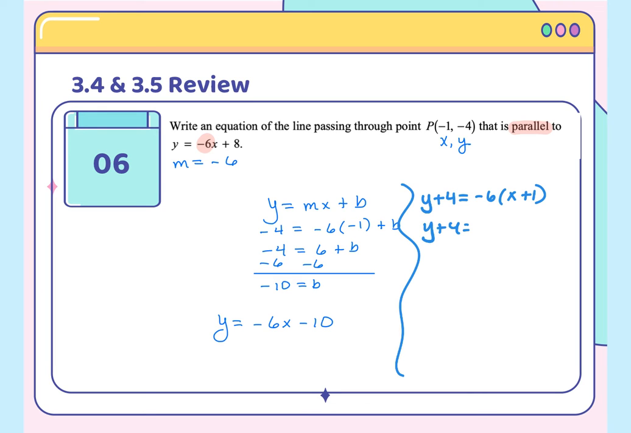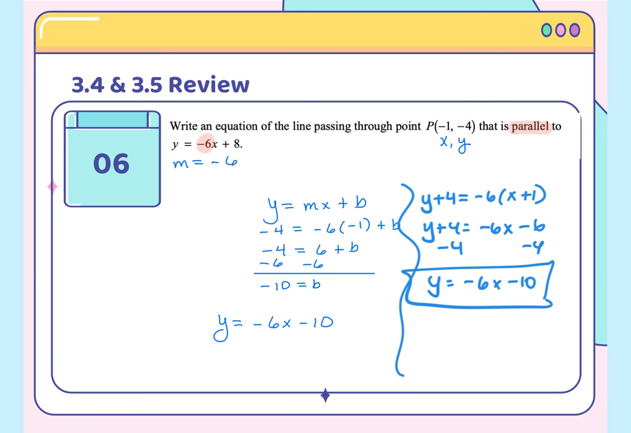You could also plug it into point-slope: y minus a -4 equals m times x minus a -1. Y plus 4 equals -6x minus 6, and then subtract the 4. And y equals -6x minus 10. So either way, you get the same answer for the equation.